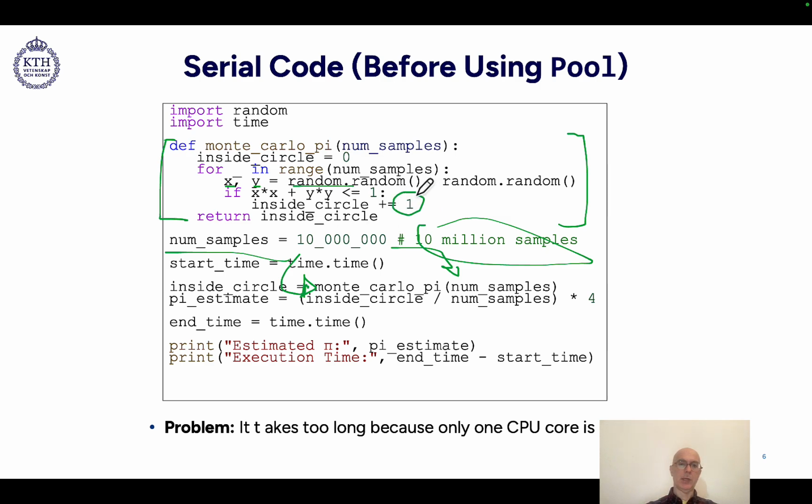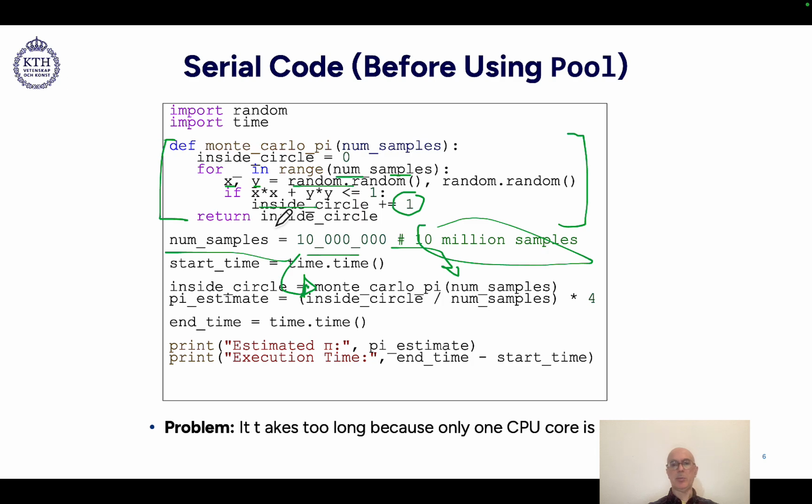and then is checking if it's inside the 1/4 of the circle. Then we add 1 to our counter, and we do this a number of times equal to the number of samples, in this case 10 million samples. And then it returns the number of samples that are within the 1/4 of a circle.